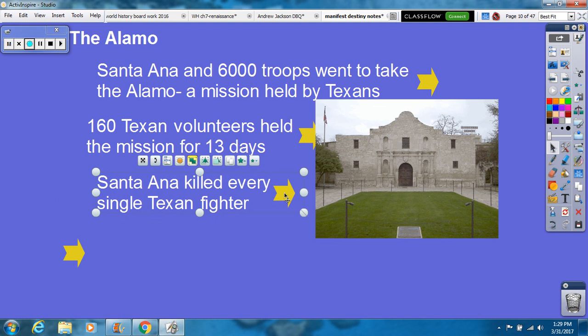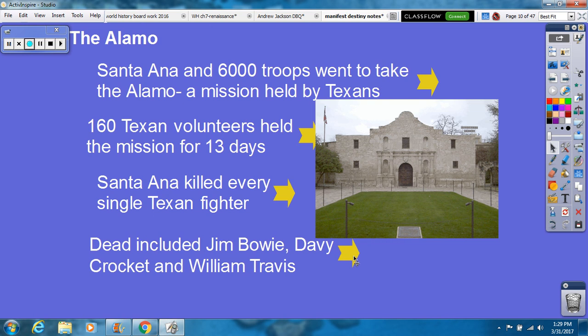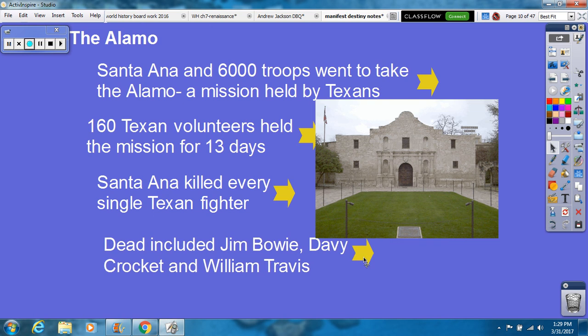Santa Anna will kill every single Texan fighter, even those who gave up. He will spare the life of a woman and a child because he wanted them to go and basically tell everybody what Santa Anna had done. After that, the dead included Davy Bowie, the guy with the big Bowie knife, David Crockett, and William Travis, who was really the captain of the fort, okay?